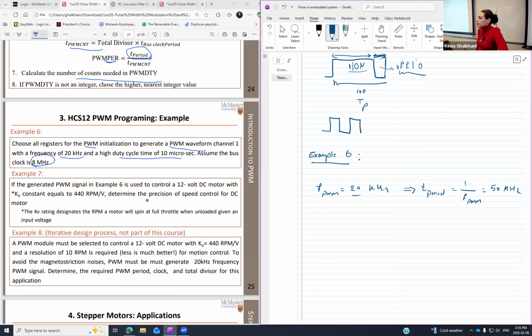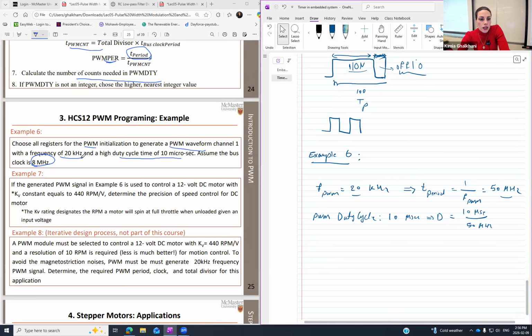Makes sense so far? Right after that, now I can just calculate the duty cycle, PWM duty cycle. If it was given 10 microsecond, then I'm going to say D, or the duty cycle, is 10 microsecond over, I already calculated T period. T period is 50.